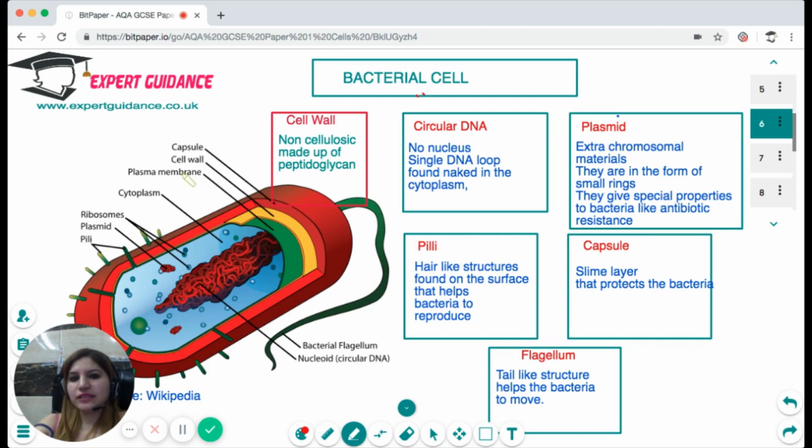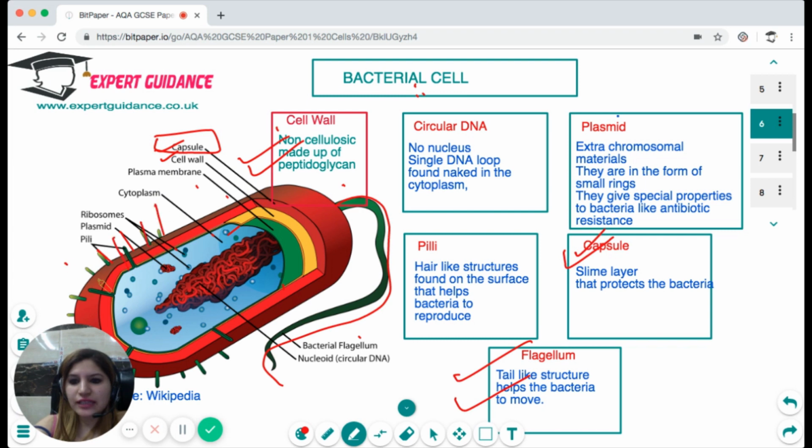Next is the bacterial cell. You should know a typical prokaryotic cell, which is a bacterial cell. Make sure you can label it. So you can see this tail-like structure, which is the flagellum, which helps the bacteria to move. Then it has a cell wall and the cell membrane. But the cell wall is not made up of cellulose. You have to remember here, it is made up of peptidoglycan. Then outside the cell wall, you see a slimy layer, which is a capsule, and this capsule protects the bacteria. And you also see some hair-like structures outside this cell wall. These appendages help the bacteria to reproduce.